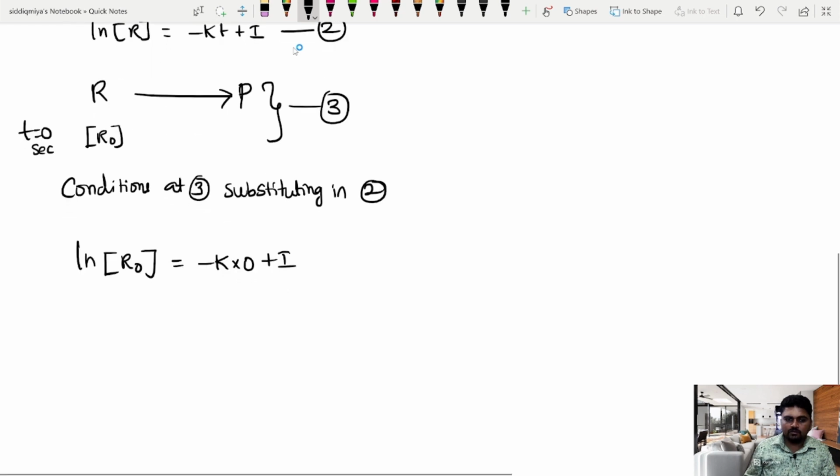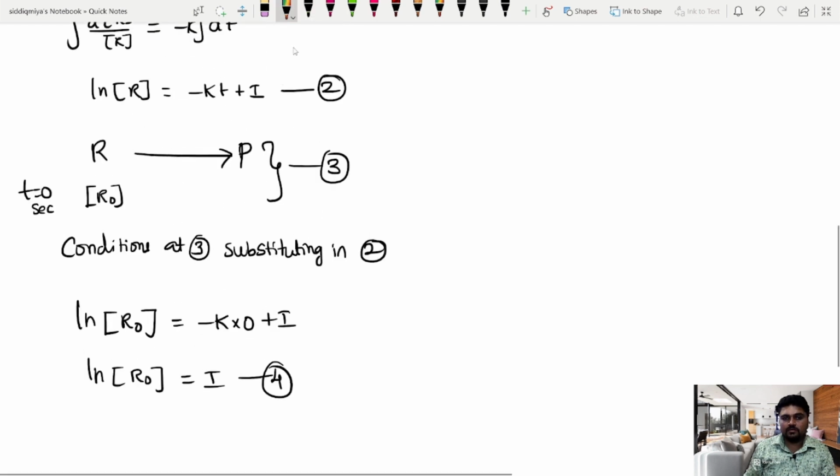So from this, ln R naught is equal to I. This is equation 4. Now what you have to do is substitute equation 4 in equation 2.